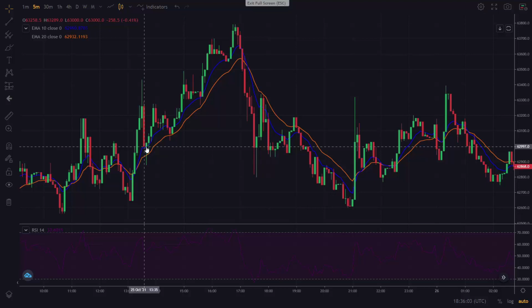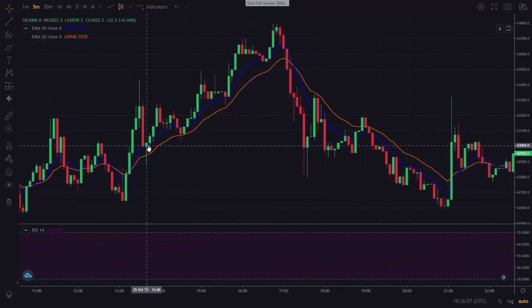Third, we need to see a bullish confirmation appearing. So for example, a bullish candle. Here, as you can see, we have this bullish hammer that comes and finds support on the 10-period exponential moving average. So once we have this confirmation, we can get into the trade here.